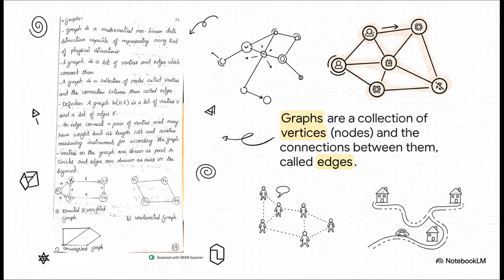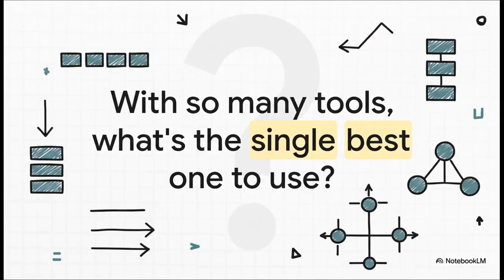And last but not least, we have graphs. Now, if a tree is a strict hierarchy, a graph is basically a free-for-all network. It's just a bunch of nodes, we call them vertices, and the connections between them, which we call edges. Think about a social network. People are the nodes and friendships are the edges. Or a map of cities connected by roads, that's a graph.